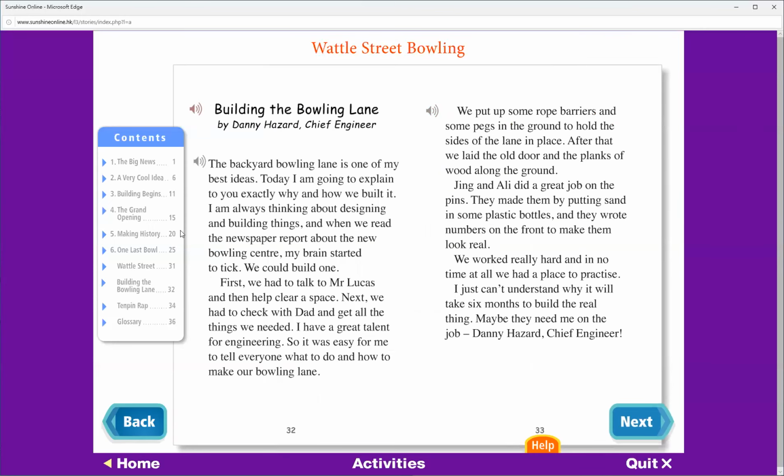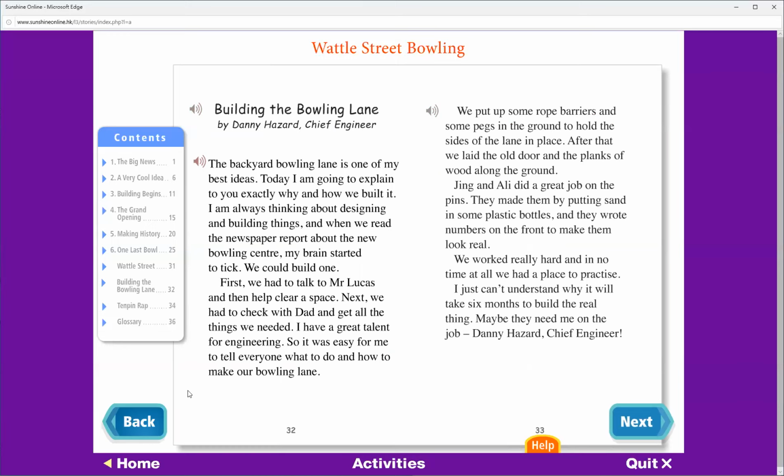Building the Bowling Lane by Danny Hazard, Chief Engineer. The backyard bowling lane is one of my best ideas. Today, I am going to explain to you exactly why and how we built it.